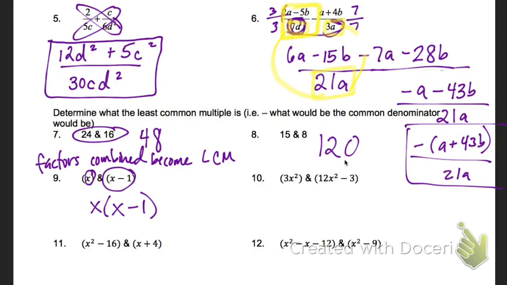And if they're repeated, you only write it once. So repeats, only write once. So let's say that both denominators had an x minus 3. You wouldn't say x minus 3 squared is your denominator. You would just say x minus 3 is your denominator. And we'll see some examples of that in a minute.